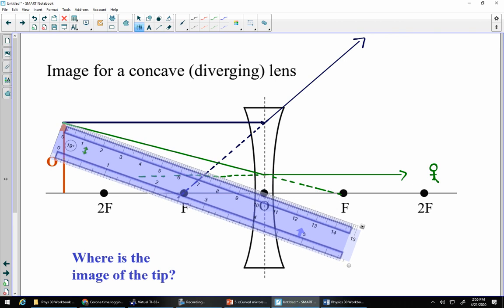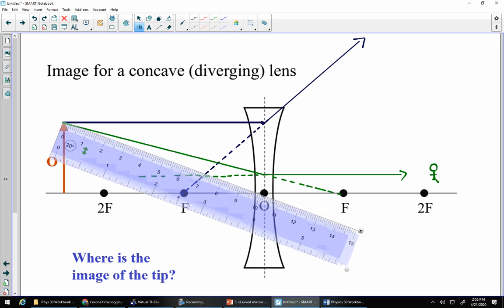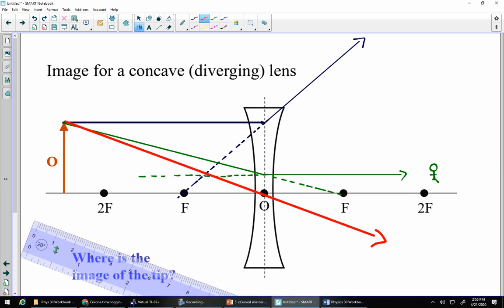And you guessed it. What path does it take when it goes through the optical center? Just going to use red for this one. It just keeps going along the exact same path. Let's ditch that ruler. Now, an observer over here, picking up on these three rays. We haven't really used blue very much yet.